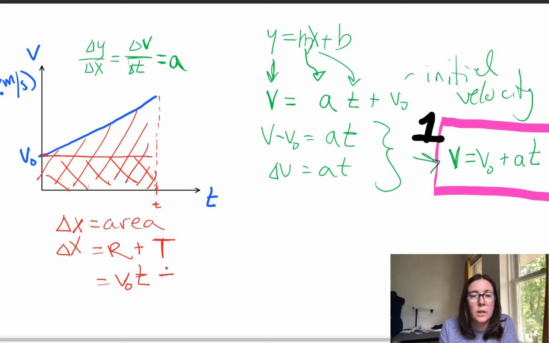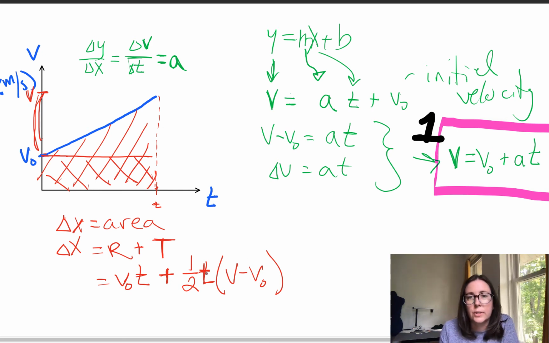Now to find the area of the triangle, remember it's 1/2 base times the height. So the base is time, right? And then the height, if this is our final velocity, isn't just the final velocity, it's the final velocity minus the initial velocity, because it's just this little piece. So 1/2 base times the height, v minus v naught.